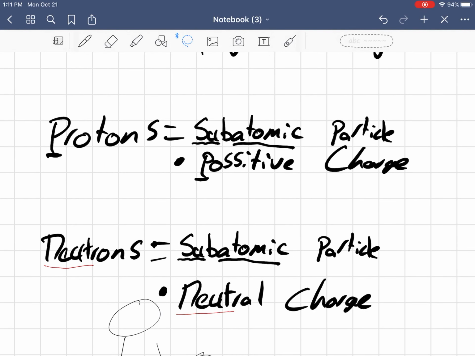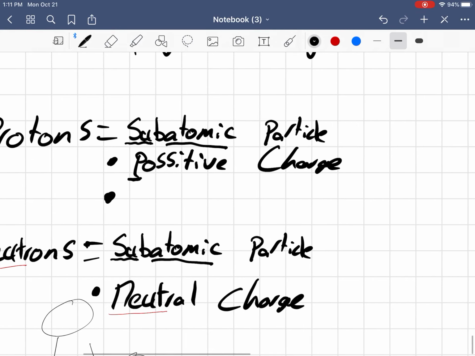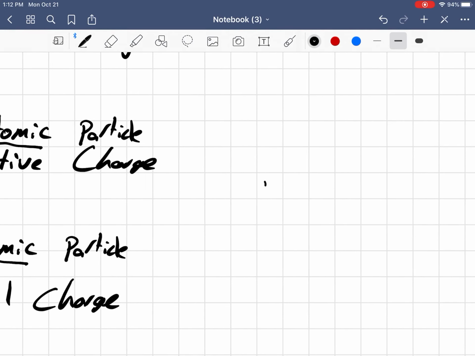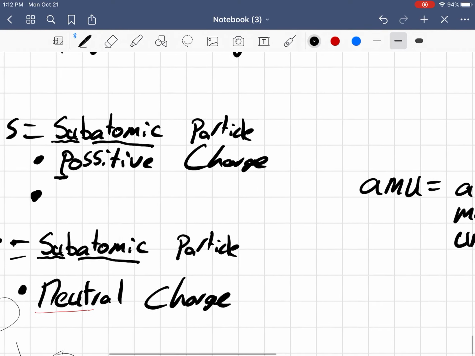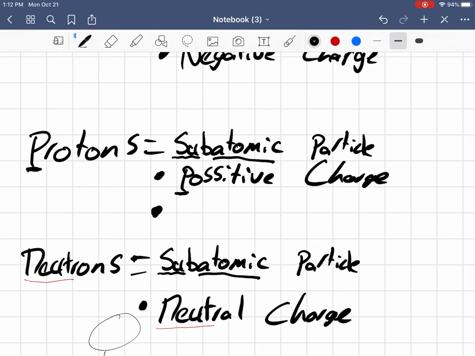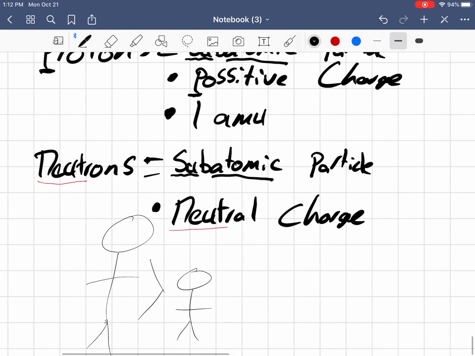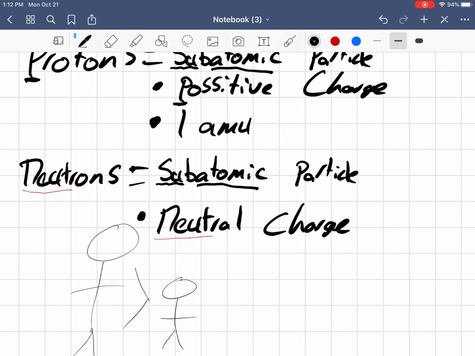So protons and neutrons have a very similar size. In fact, there's a unit we use just for subatomic particles and atoms called an AMU, also known as an atomic mass unit. So that's AMU for atomic mass unit. Okay, so a proton has a mass of 1 AMU.